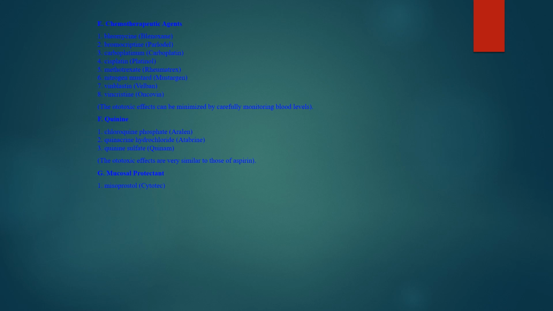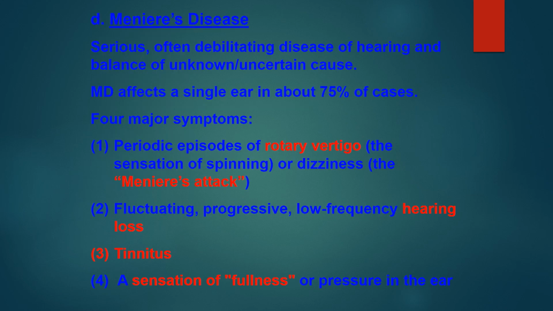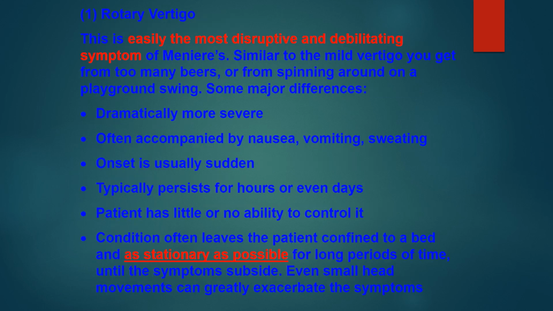Immune mediated injury of the ear is a common cause of acute hearing loss, autoimmune inner ear disease, and it is not usually associated with medication or cancer. Meniere's disease is a severe, often debilitating disease of hearing and balance of unknown and uncertain cause. Meniere's disease affects a single ear in about 75% of the cases. Four major symptoms are rotatory vertigo, hearing loss, tinnitus, and sensation of fullness.